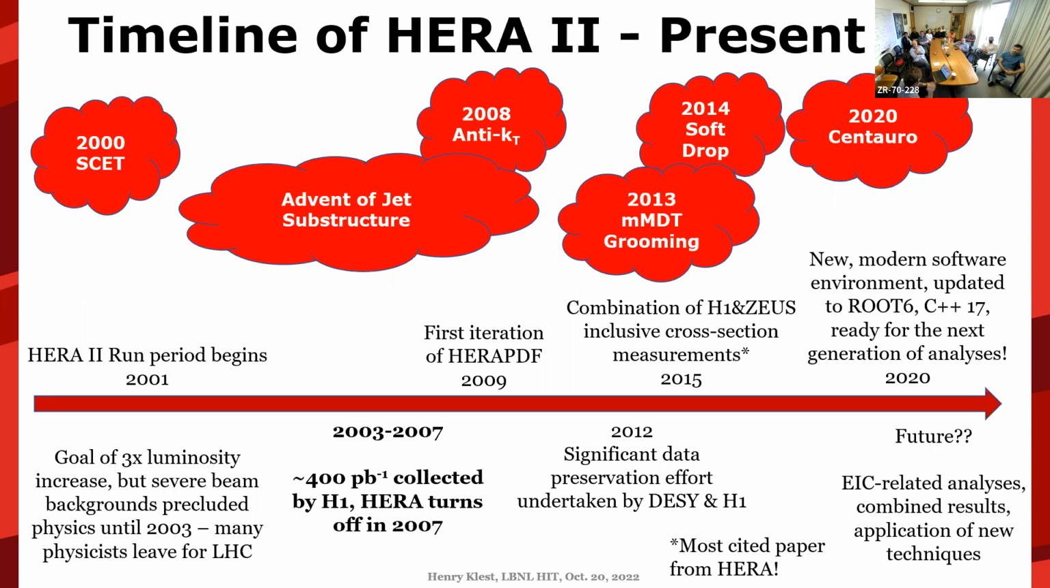In addition, in 2015, pretty significantly after the end of the shutdown, came the most cited HERA paper, which is the combination of the H1 and ZEUS inclusive cross-section measurements. And then in 2020, H1 underwent a complete overhaul of the software: C++17 and Python analysis and ROOT 6. So it's an extremely modern analysis framework that they have available for the future, EIC related analyses, or new techniques that people in this room are coming up with to look at the data in a new light.